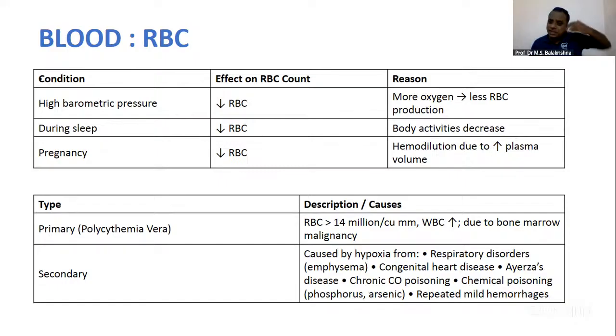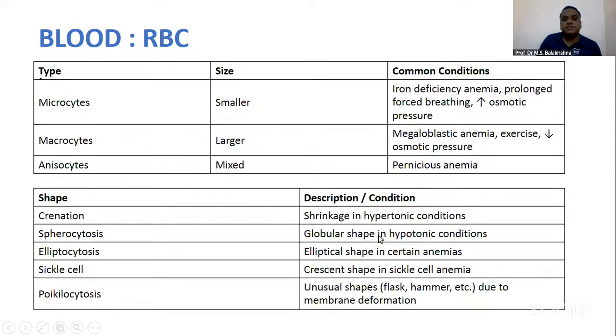And the secondary condition, where there is an increase in RBC, is caused by hypoxia. So that is a stimulant, or respiratory disorder, congenital heart disease, chronic carbon monoxide poisoning, chemical poisoning, repeated mild hemorrhages. So these are the conditions where the RBC count again increases.